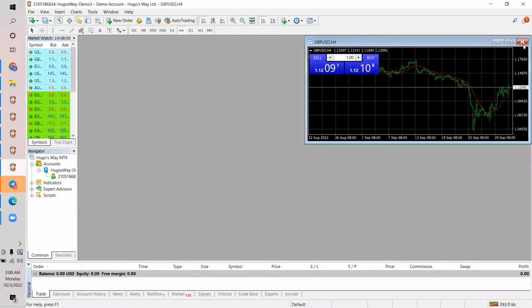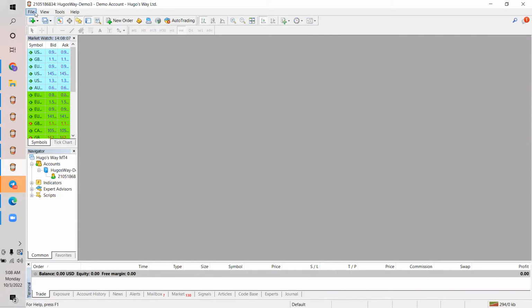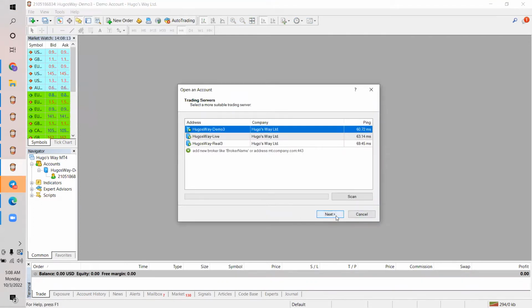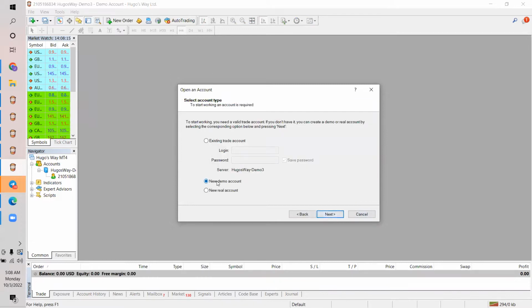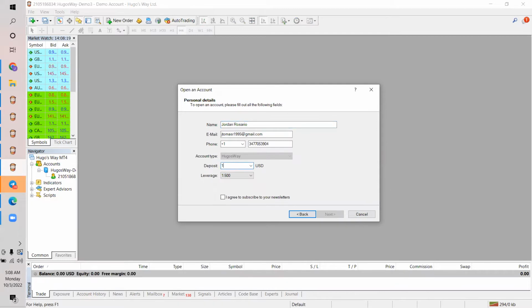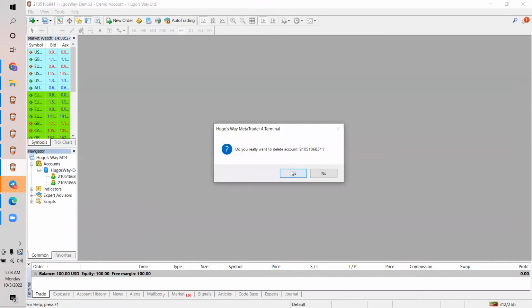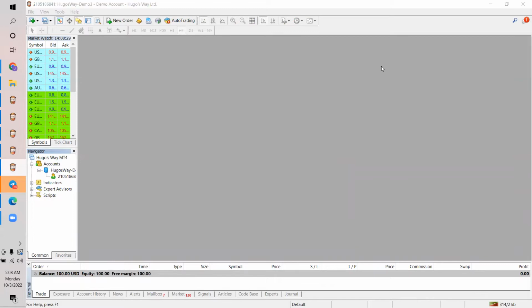So what we'll do instead is the exact same thing. We'll go to file. We're going to go to open an account. We'll go to Hugo's Way Demo 3. We're going to go to new demo account. We'll just put 100 right there. I agree. Click on next. And we'll do it that way. So we'll do it just like that. And then I will be right back.